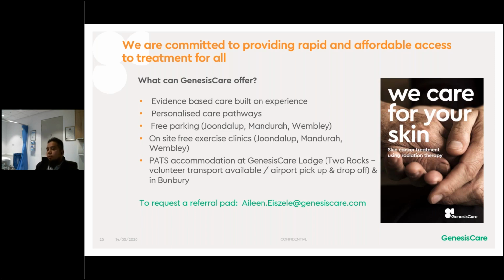We would then follow them through for many years to come to make sure that they have achieved the local control that they need. And obviously, we talk about free parking there. We have free parking at almost all sites except for Fiona Stanley. And also these exercise clinics that we have available at 3 other Genesis Care sites. For those patients that live further away from the treatment center, we have accommodation available. In the north, we have Two Rocks, and in Bunbury, where I work as well. And there is also Cancer Council accommodation available for them for free.